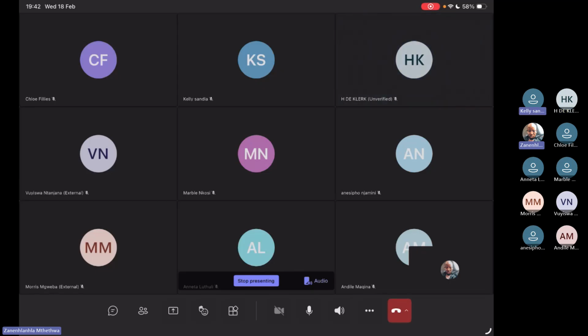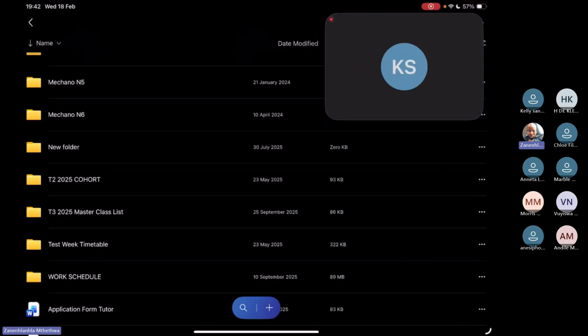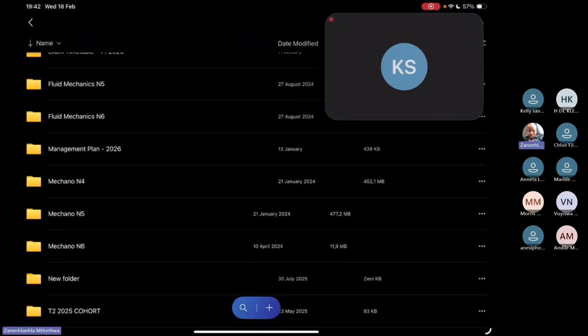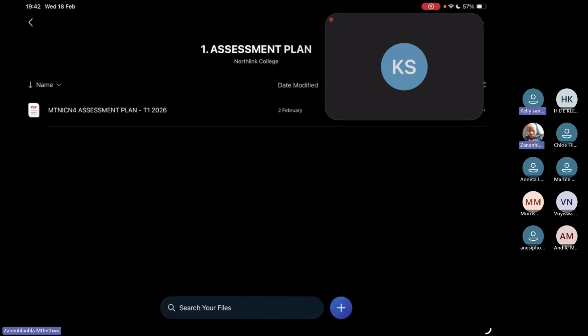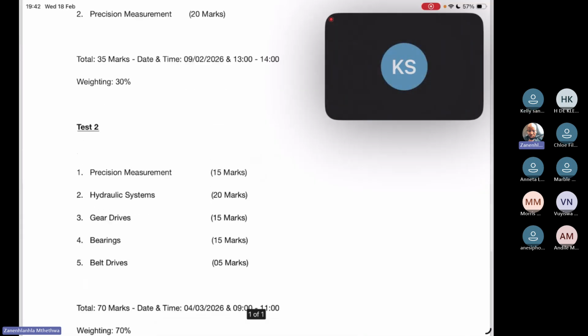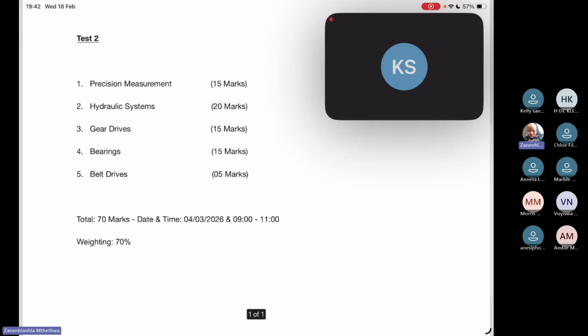Any more questions? So just to clarify things, test 2 will have what was on the assignment, the topics, plus the other 2 or 3 topics that we have. Yes. So here's the assessment plan. For test 1, it was hydraulics and precision measurement. Test 2, these ones.